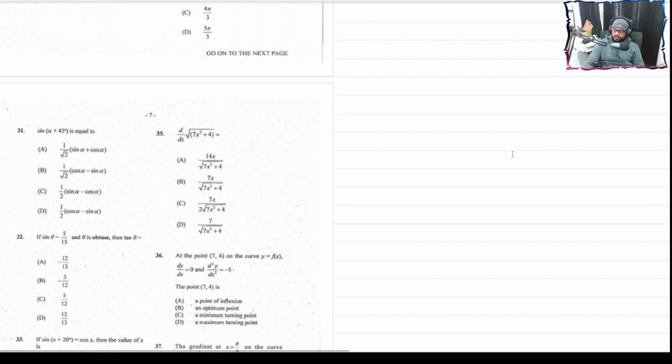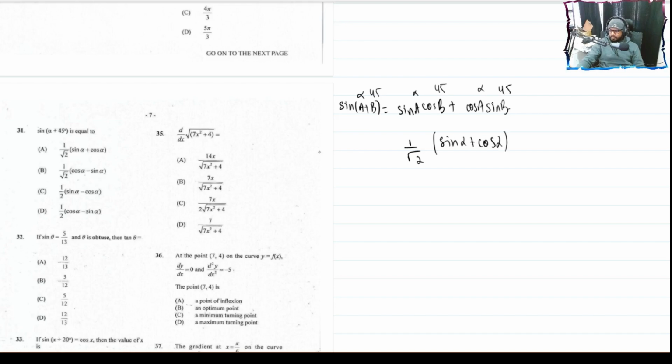Sine of alpha plus 45 is equal to, well, we had to use the compound angle formula. Remember, sine of A plus B is sine A cos B plus cos A sine B. So we have alpha and we have 45. So sine alpha cos 45 and cos alpha sine 45. Cos 45 and sine 45 are 1 on root 2. So I could factor out the 1 over root 2, leaving me with sine alpha plus cos alpha. So the answer for number 31 is A.